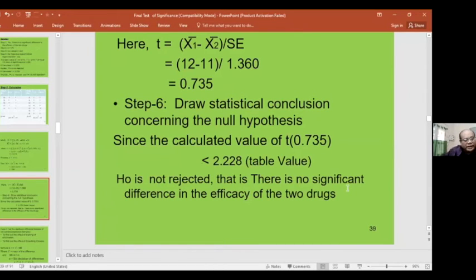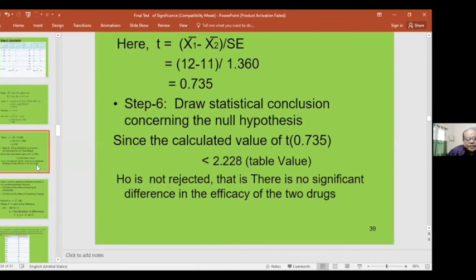Many senior teachers prefer to say not rejected instead of accepted. Why? The argument is that we are doing the calculation on the basis of a sample, not on the basis of population data. That was the logic. So I also mention here not rejected.